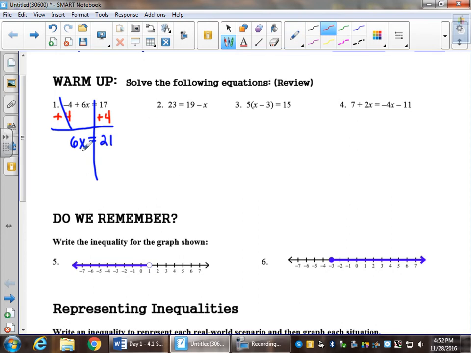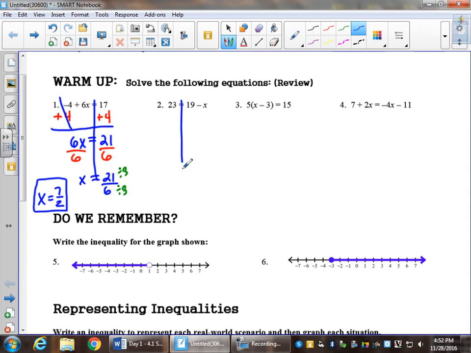We will now divide both sides by 6. Now, 21 is not divisible by 6, but we can reduce this fraction. 21 and 6 are both divisible by 3. So our final answer is x equals 7 divided by 2, or 7/2.